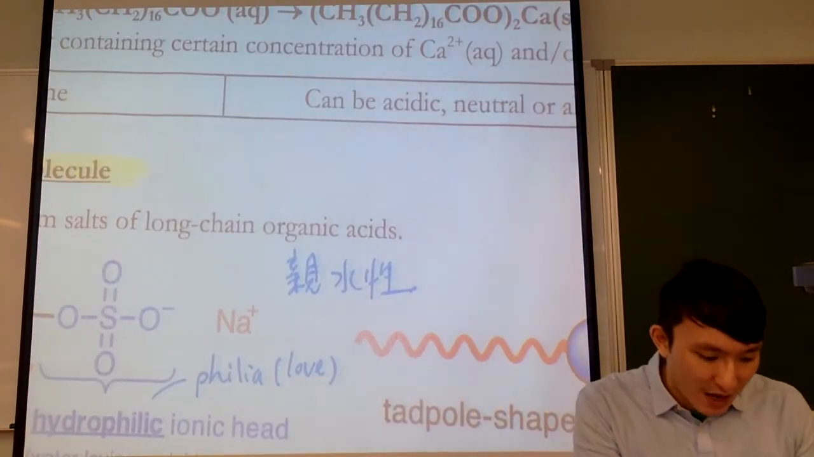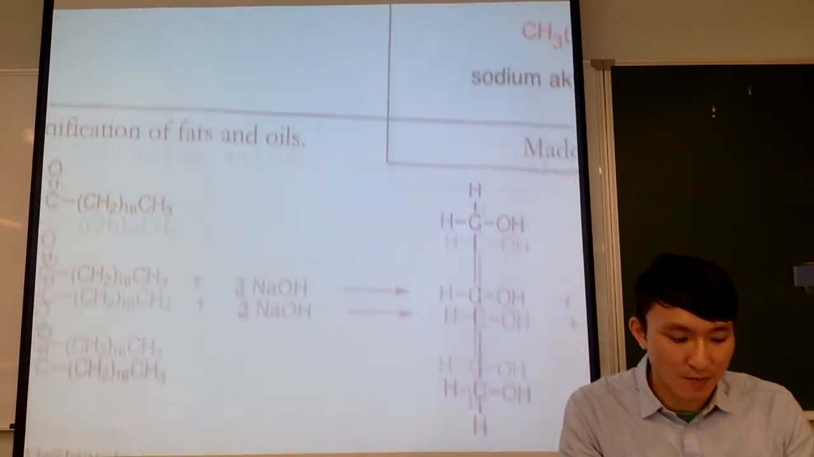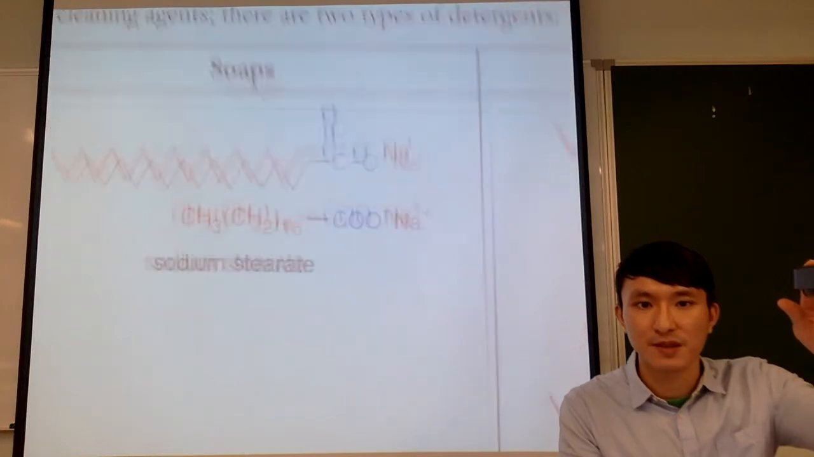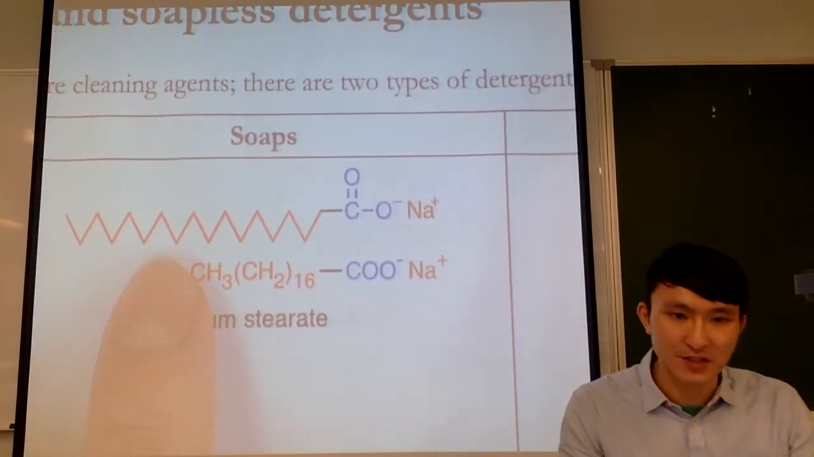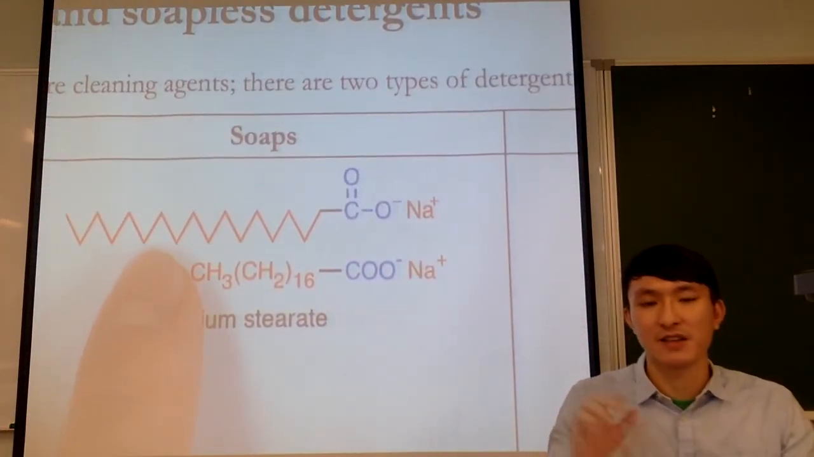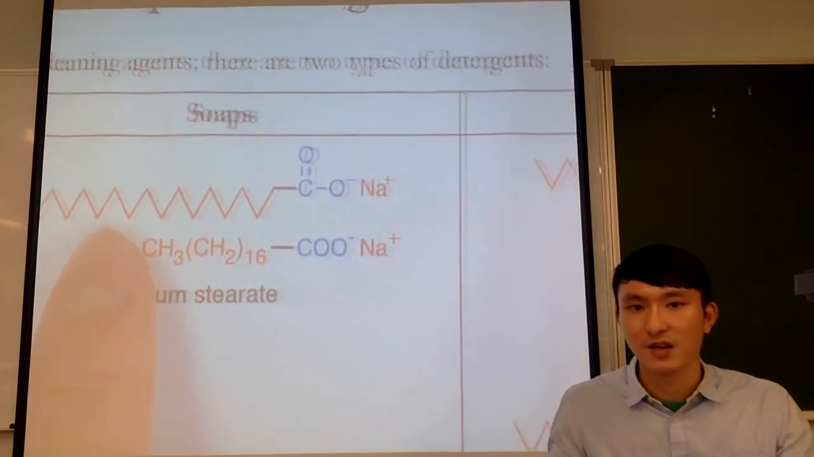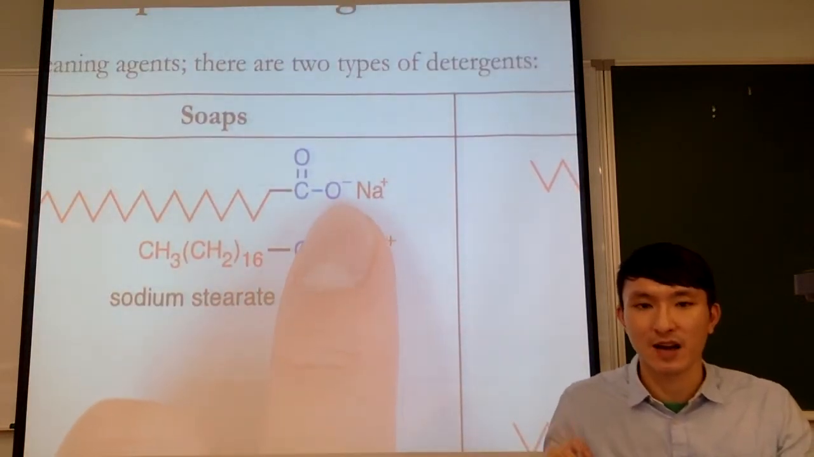All right, so after you understand this one, let's go back to the top here. Let's look at the structure. So you see, I use the same color. The red part here is the hydrophobic hydrocarbon tail. The blue part is the hydrophilic ionic head.